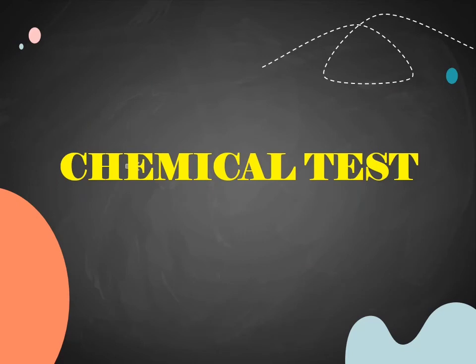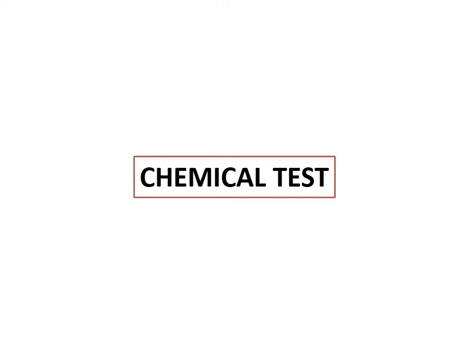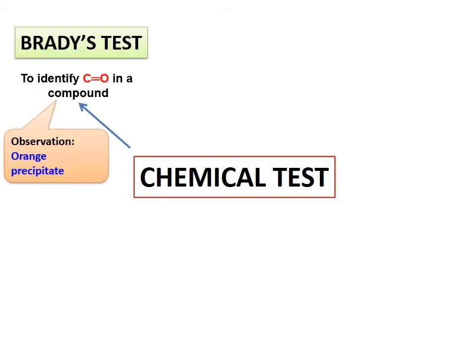Okay, finish about chemical reaction of carbonyl compound. Now we look at the chemical test in carbonyl compound. So actually dalam carbonyl compound yang paling banyak sekali chemical test. Alright, so we have actually 5 chemical tests in carbonyl compound. So we'll explain to you one by one. So the first one, we have Brady's test. Okay, Brady's test is used to identify C double bond O in a compound.